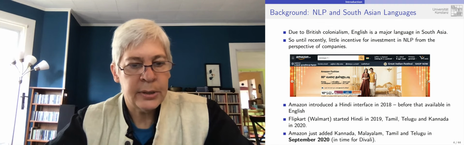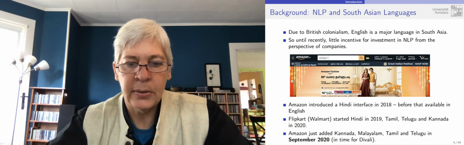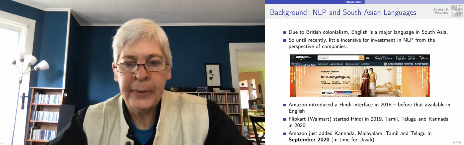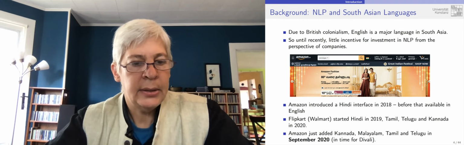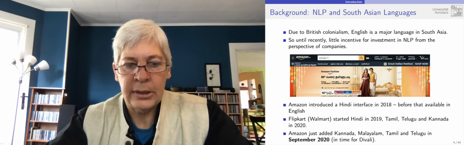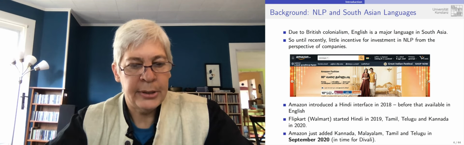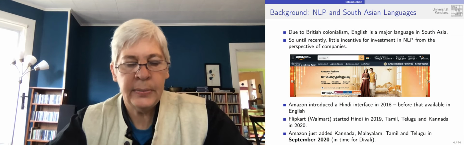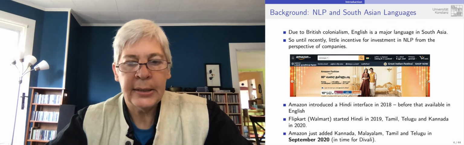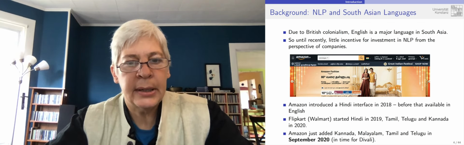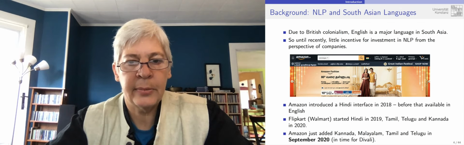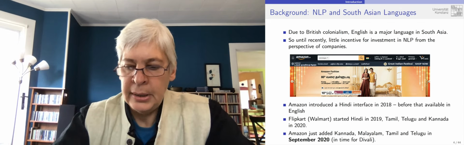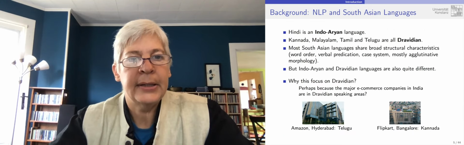So Flipkart, which is actually Walmart, started doing a Hindi interface in 2019. And they added an interface for Tamil, Telugu, and Kannada in 2020, so just recently. This led Amazon, apparently, to also add Kannada, Malayalam, Tamil, and Telugu in September 2020. And this is significant because this is in time for Diwali, which is a major Hindu festival celebrated by Indians all over the world. So they wanted to make money there, it seems.